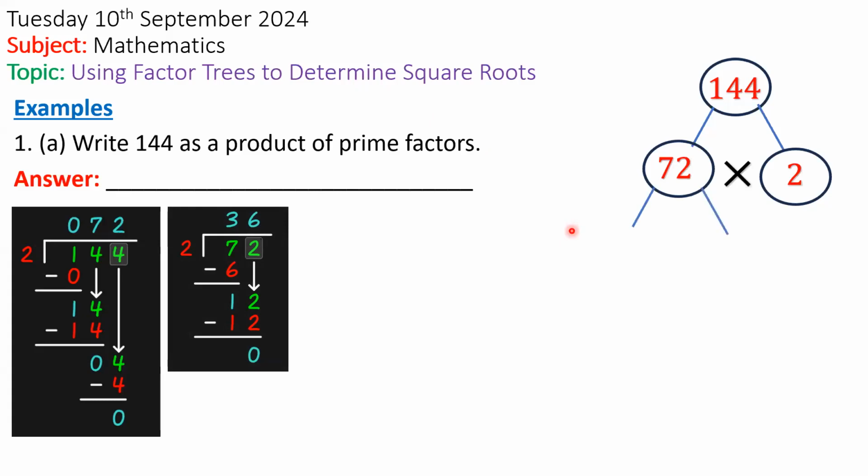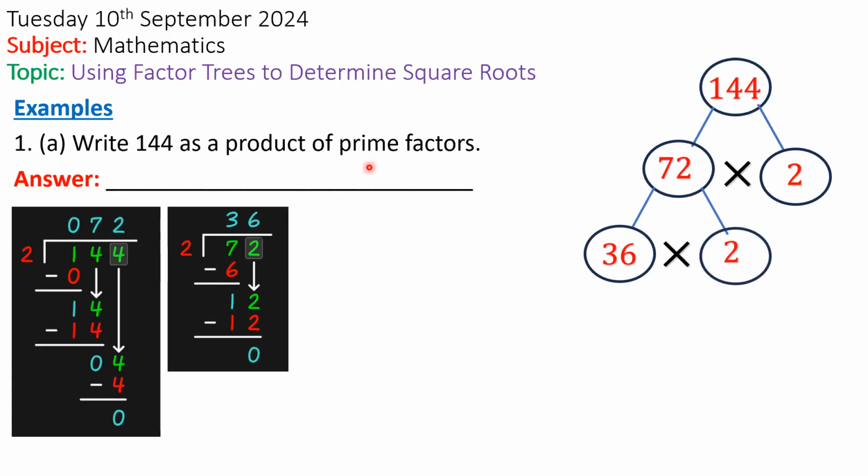But we know 72 is an even number. So if we use 2, how many times does 2 go into 72? 36. Do you all agree with this? Yes. Okay. So 2 times 36, right?